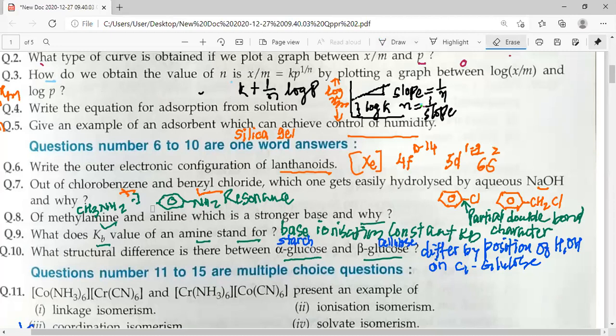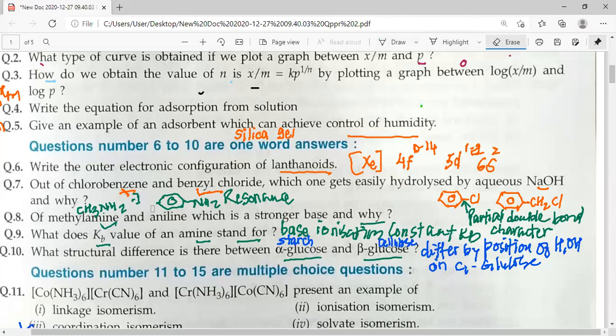So, my dear students, when it comes to the solution, instead of pressure we represent the concentration, and that is why instead of P, we are going to put the term C, and thus we can write the equation as x by m is equal to K, instead of P we write C, which is a molar concentration, K C raised to 1 upon n. So for the adsorption from solution we can write the equation.